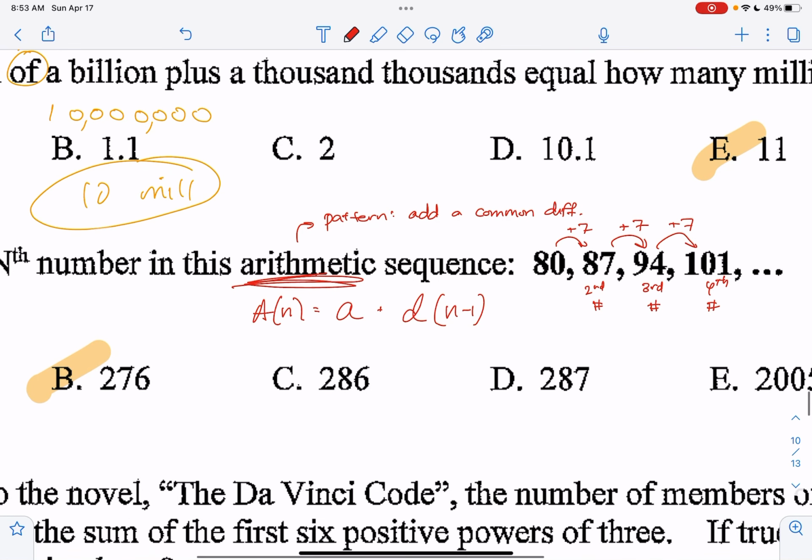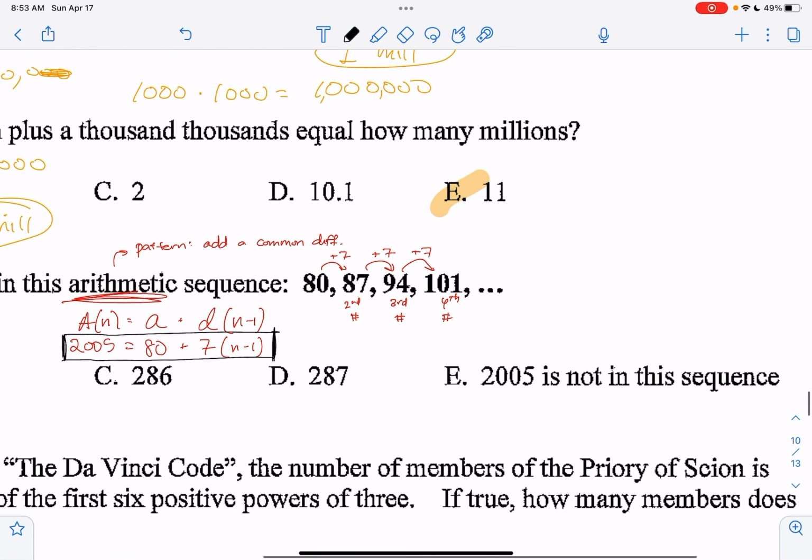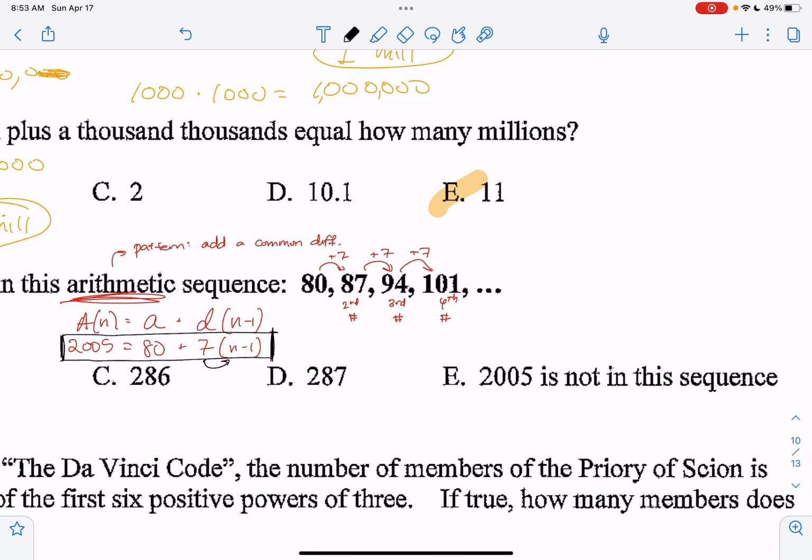And here a is equal to the first number, which is 80. The common difference is 7. You want to set this equal to 2005. So this is the equation that you want to solve. And to solve for this, you can distribute the 7. So you get 7n minus 7 plus 80 is equal to 2005. Then you can subtract 80 on both sides. You get 1925 is equal to 7n minus 7.